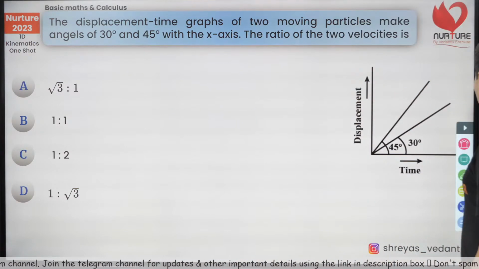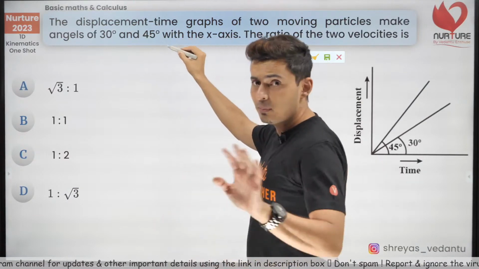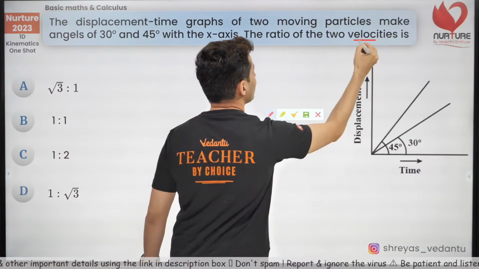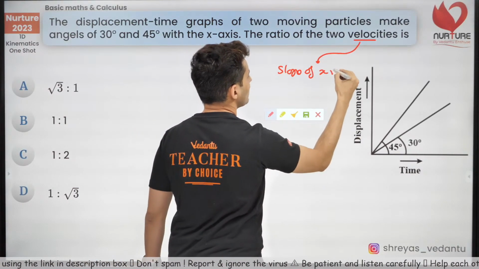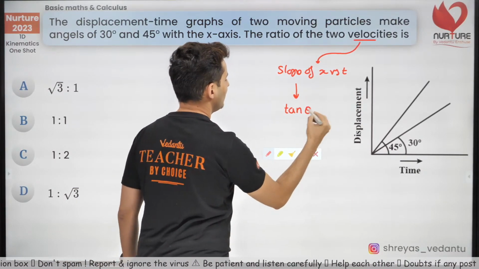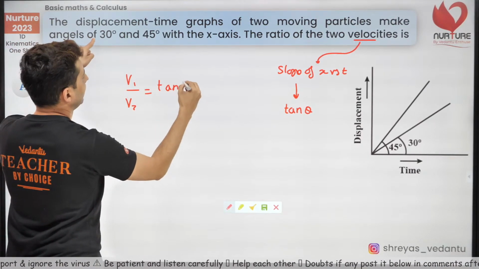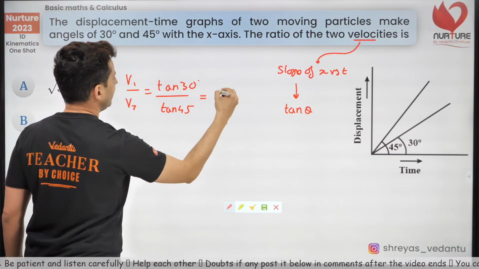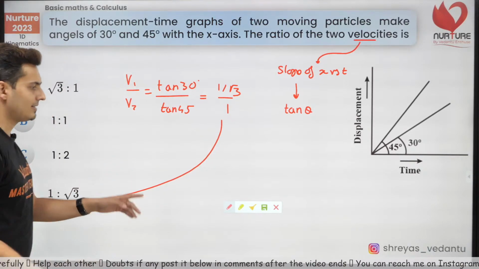Okay, so this is x versus time. And remember, whenever you have a displacement time or position time graph, the velocity is nothing but the slope of x versus time. Now what is slope? Slope is nothing but tan theta. So V1 by V2 is tan 30 divided by tan 45. Tan 30 is 1 by root 3, tan 45 is 1. Hence the answer is 1 by root 3. That's it. Done.